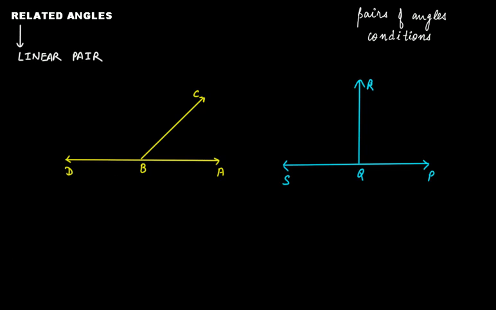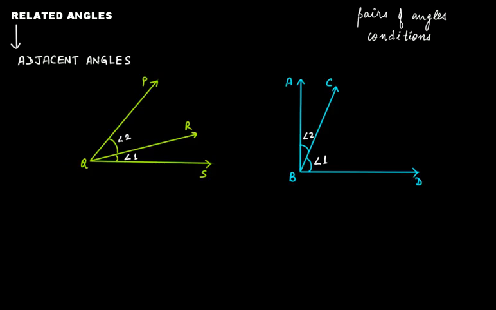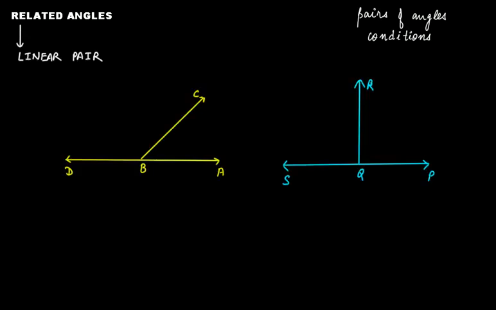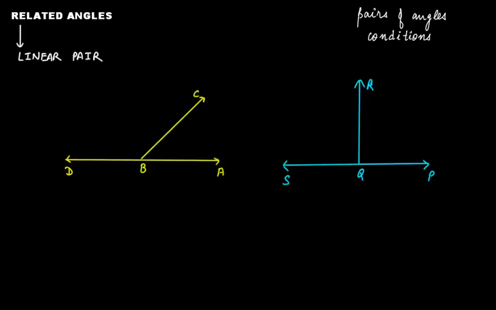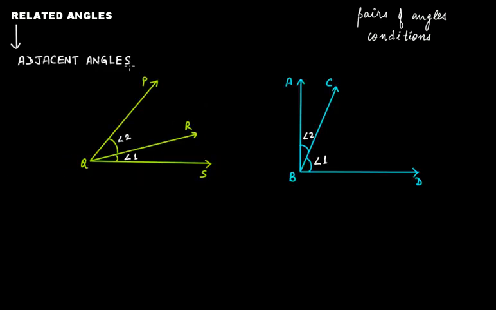Now, in this case, this is actually a linear pair. The next type of related angles is the linear pair. This linear pair is actually a kind of adjacent angles, where, like in this case of adjacent angles, we can see that there was a common arm, right?